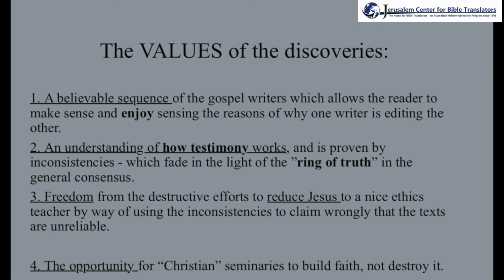Now, what's the value of these discoveries? One, a believable sequence of the gospel writers which allows the reader to sense and enjoy sensing the reasons why one writer is editing the other. Two, an understanding of how testimony works and is proven by inconsistencies, which fade in the light of the ring of truth in the general consensus. Three, freedom from the destructive efforts to reduce Jesus to a nice ethical teacher by way of using the inconsistencies to claim wrongly that therefore the texts are unreliable.